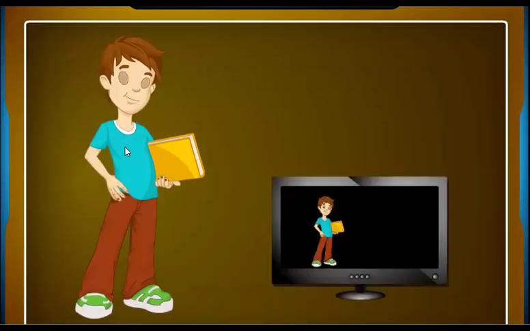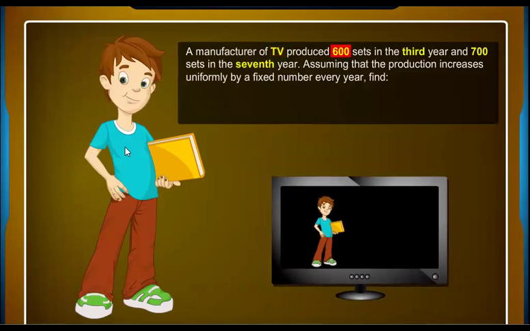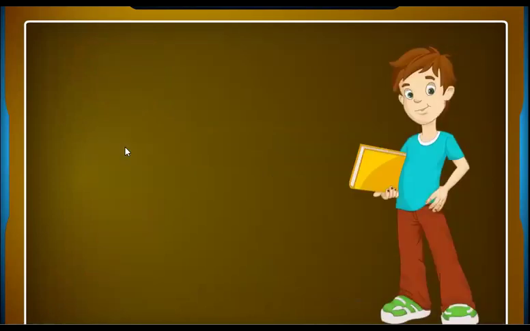Example 5. A manufacturer of TV produced 600 sets in the third year and 700 sets in the seventh year. Assuming that the production increases uniformly by a fixed number every year, find 1. The production in the first year, 2. The production in the 10th year, 3. The total production in first 7 years.